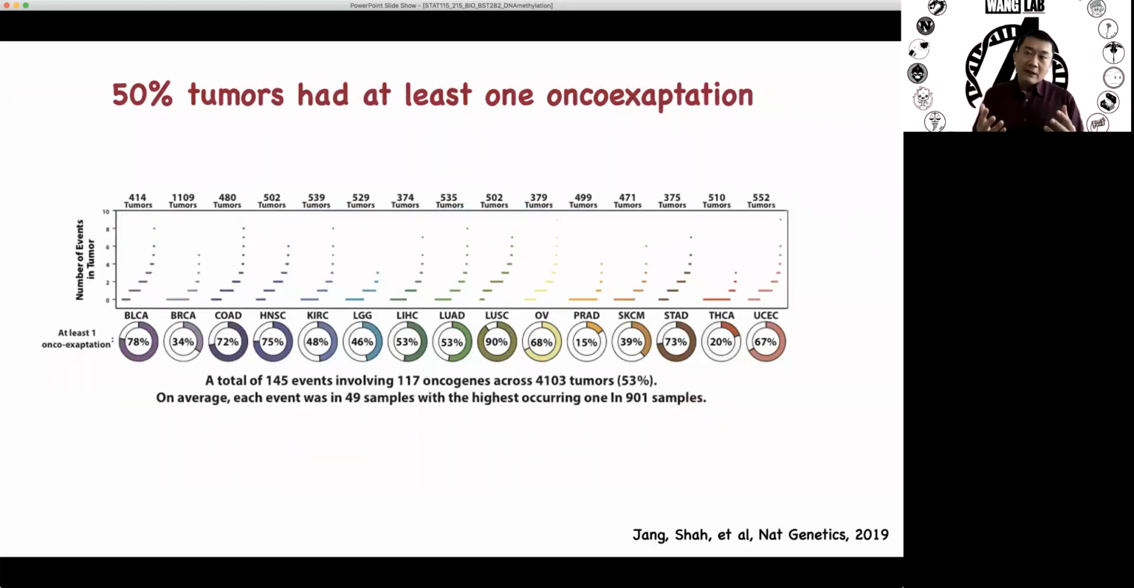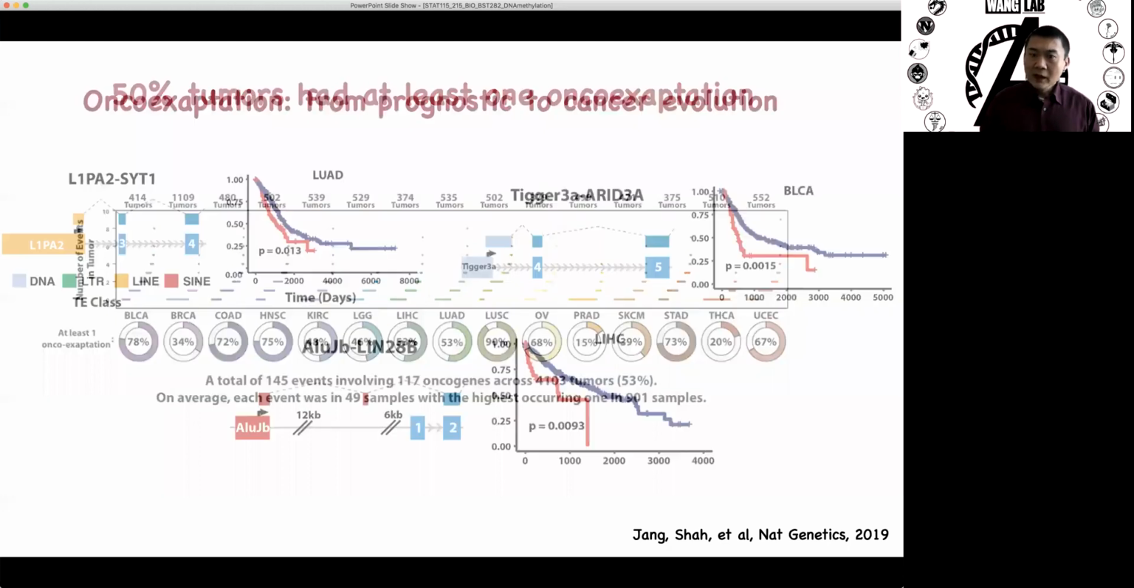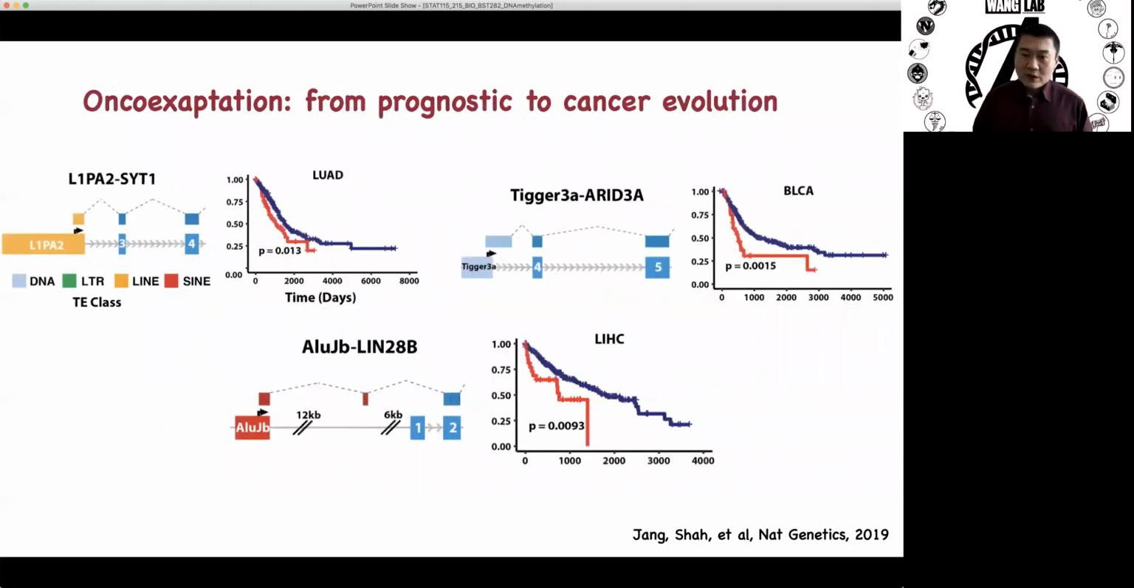This is a phenomenon we now call oncoexaptation, which means that oncogenes are highly expressed, but this expression does not start from their canonical promoters. Rather, it starts from somewhere else, in this case a deregulated transposable element. If you don't know where to look, you don't find them. But when you know where to look, you actually see this phenomenon is pretty widespread. In fact, at least 50% of tumors that we looked at have at least one such event happening in them, right? So that's exciting, but what's the use of this?